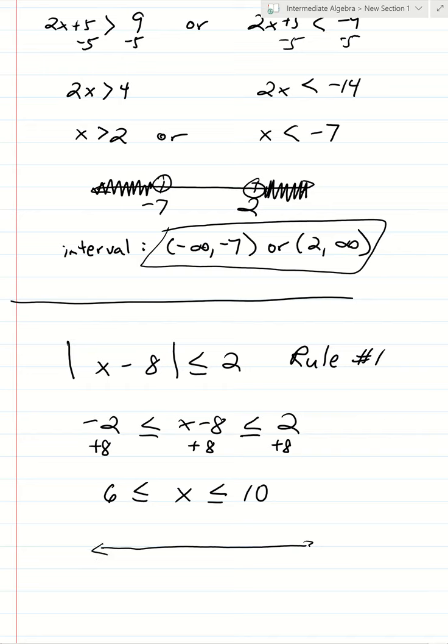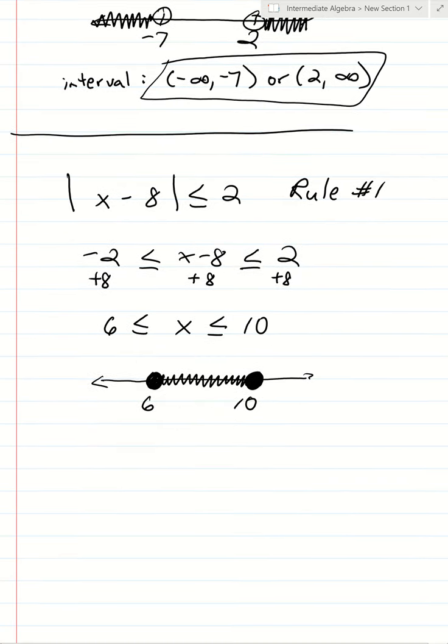If we were to represent this on our number line, we start with the critical numbers of 6 and 10. Now, both 6 and 10 are part of the solution. Remember, we have to include them by shading in those dots. And we are looking for the values of x that satisfy both. Where can we find a value of x that's greater than 6 and less than 10? Well, of course, that's right here in the middle.